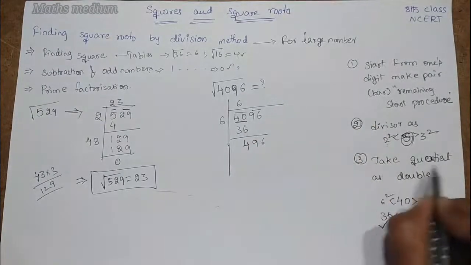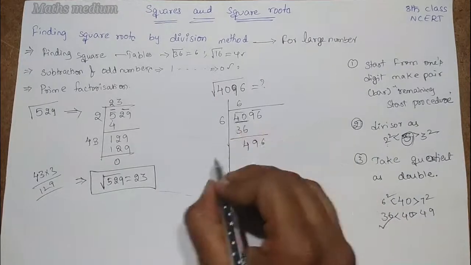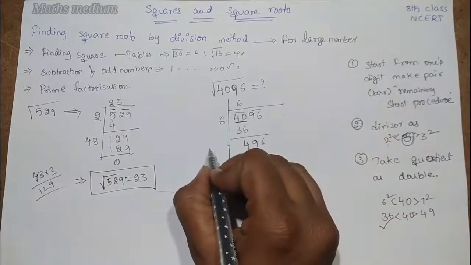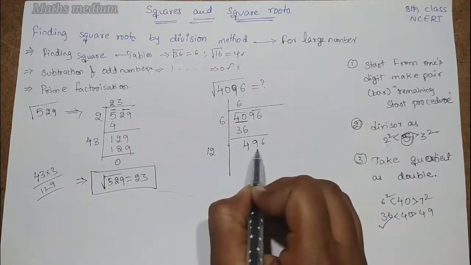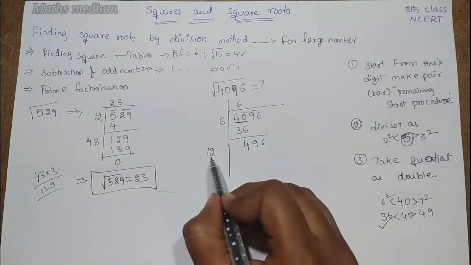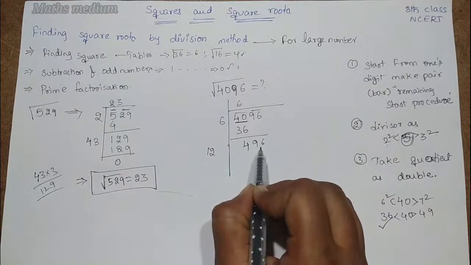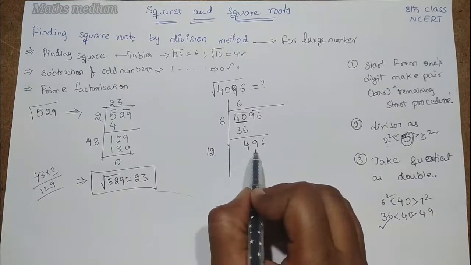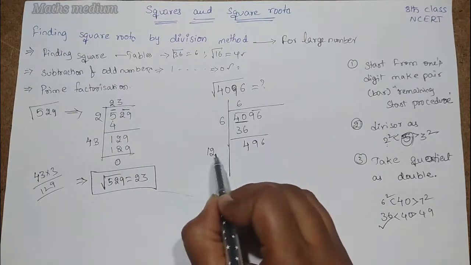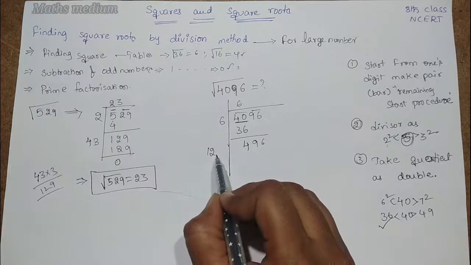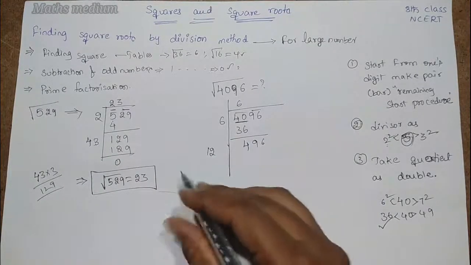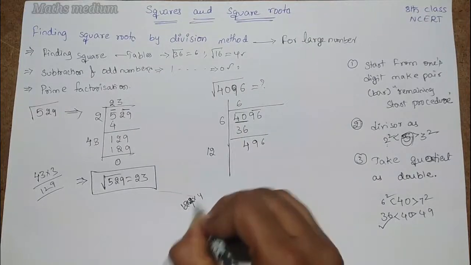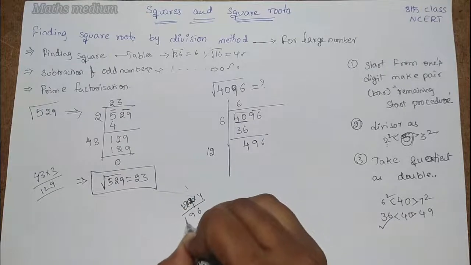Now the third step: take the quotient as double. This quotient doubled means 6 twos are 12. Take a gap here for the multiplication by the quotient. So here is the 12. Now we have to match 496 with a number here. If you take near 4, 124 into 4: 4 fours are 16, 4 twos are 8, 4 ones are 4.